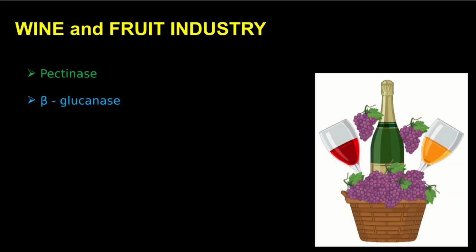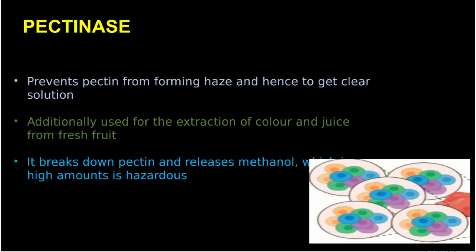Then in the wine and fruit industry, pectinases and beta glucanases are used. Pectinases prevent pectin from forming haze and hence give a clear solution. They are additionally used for the extraction of color and juices from fresh fruits. It breaks down the pectin and releases methanol, which in high amounts is hazardous. Okay.